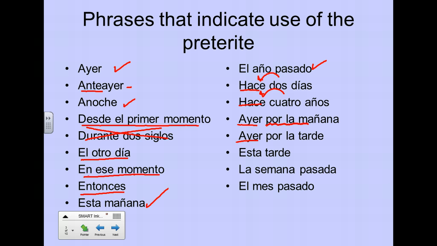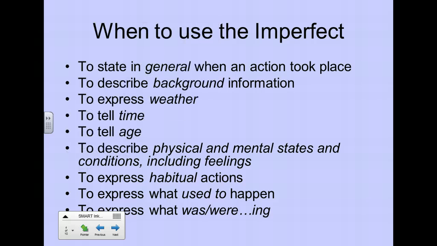Now we have por la mañana, just different times of the day, morning and then afternoon. Esta tarde, this afternoon, we've seen that before. La semana pasada, we know that pasada or pasado mean last. So in this case, last week, in this case, last month. So a couple new ones to take down. Definitely good ones to know. They're just going to help you be able to use the preterite and the imperfect in the right places. All right, so that's preterite.